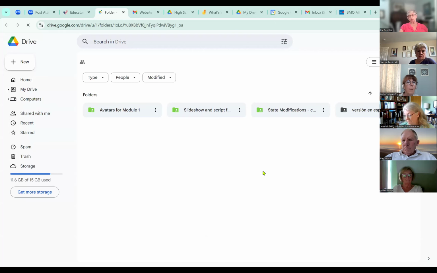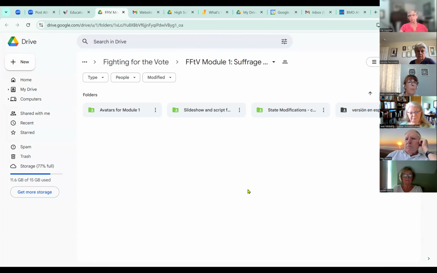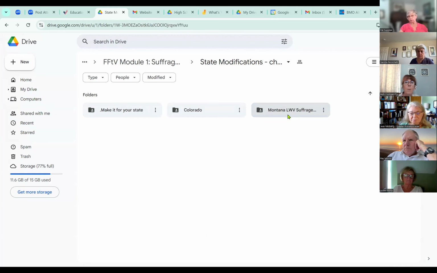and it will bring you to the page that has all of the things that you need to be able to present this. Now, just for your information, there are other state modifications here that you can see. The Montana one is there. There's one that Colorado did. And then there's a template. If you were not from New Jersey, you could make it fit your state.